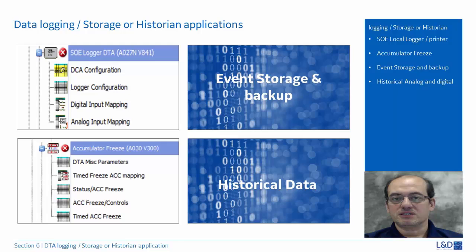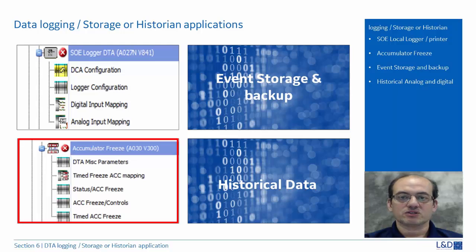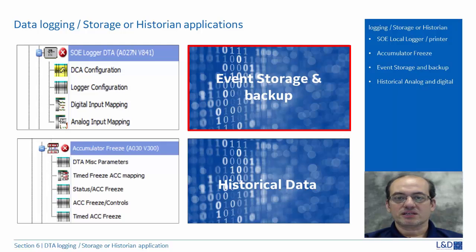An accumulator freeze DTA is an application that will allow you to periodically get a snapshot of the accumulators or the counters as they continue counting, and you want to make sense of the data over a period of time. So periodically it will take that snapshot and make it available to be loaded or analyzed. And of course, all of this can only happen if we have an event storage and a historical analog and digital system that keeps logging this data and saves it for us to analyze.